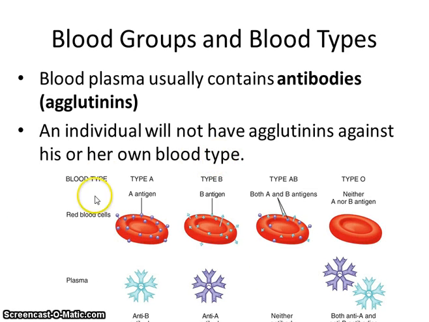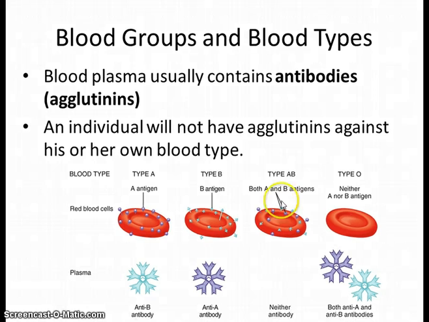What's really neat is based on what proteins you have on your red blood cells, your body makes antibodies against any of the proteins you don't have. So if you have type O blood, you don't have any proteins, so your body makes antibodies against A and B. Whereas if you're type AB, you have both proteins, so your body doesn't make any antibodies at all.